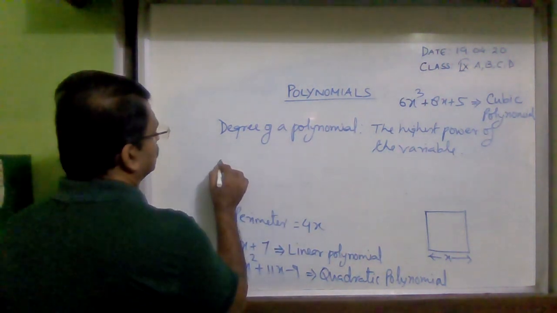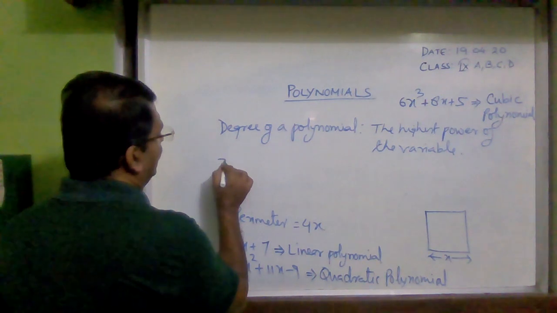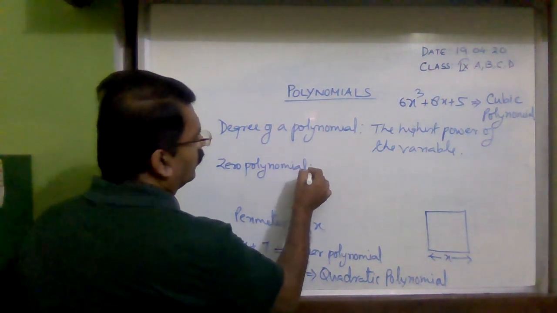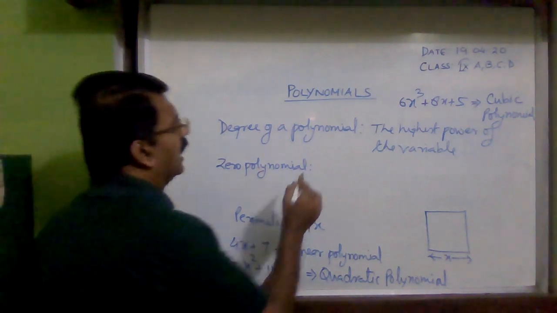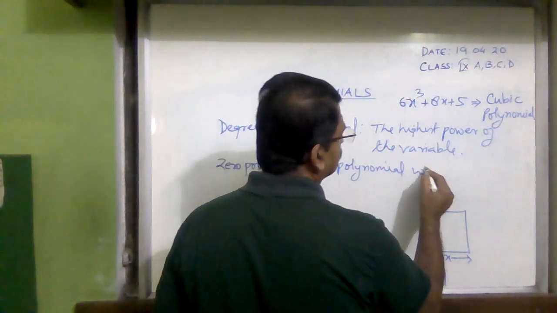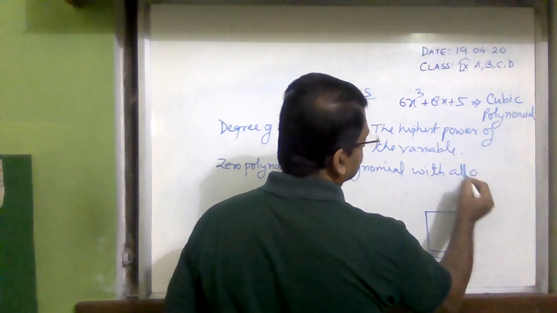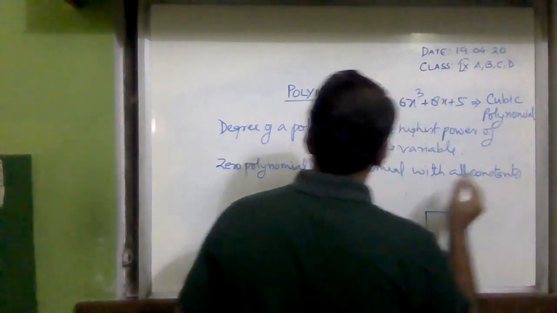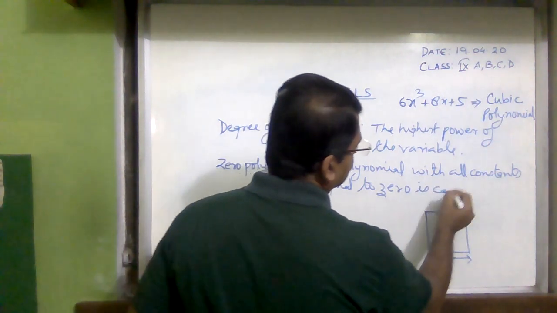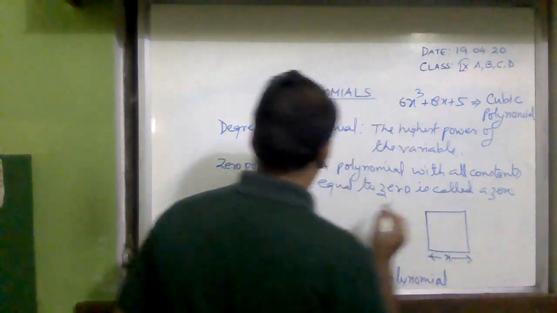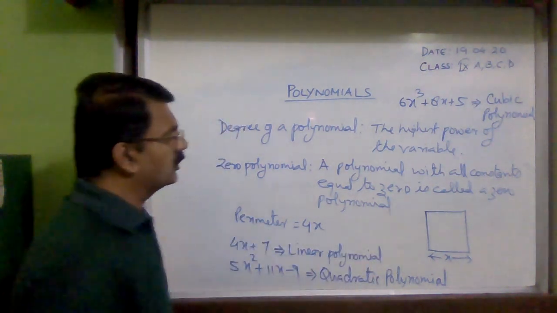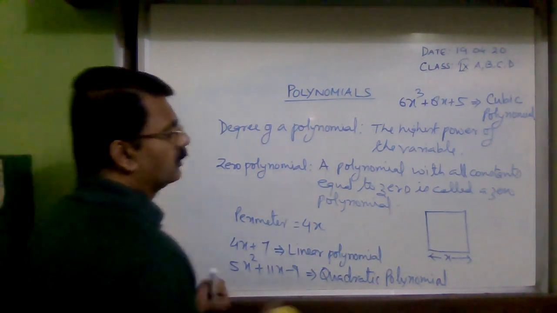Now, what is a zero polynomial? A polynomial with all constants equal to 0 is called a zero polynomial.